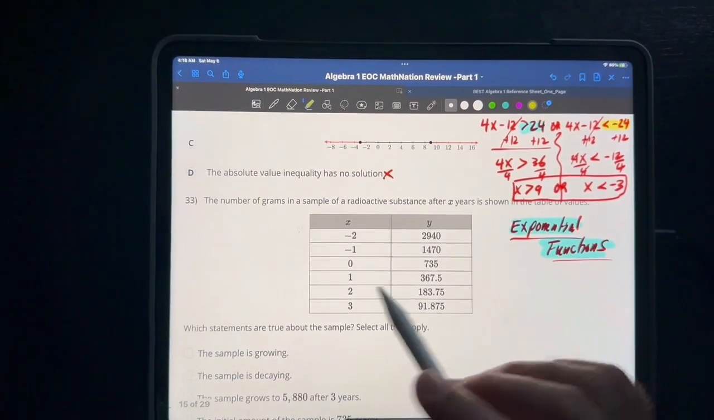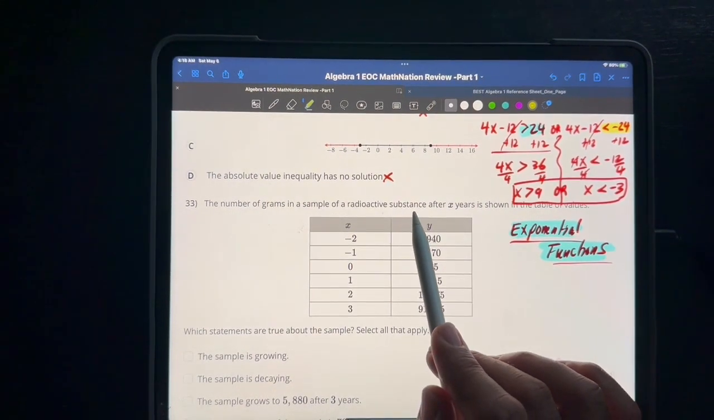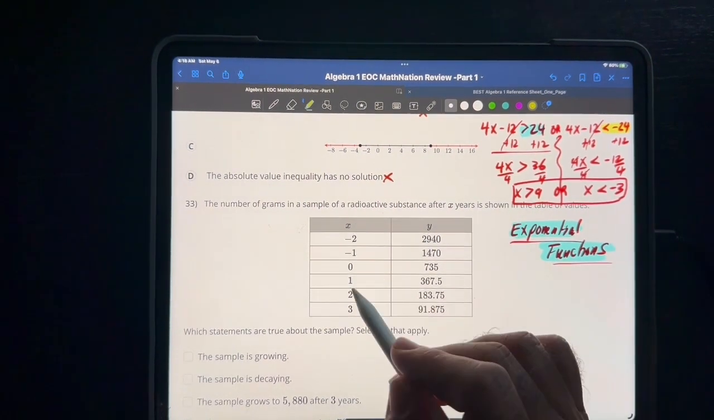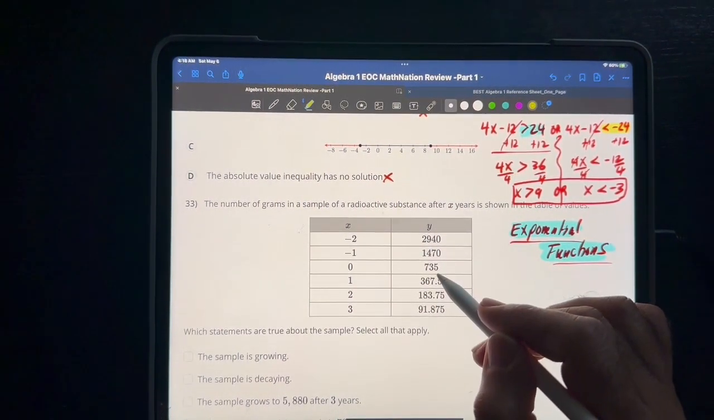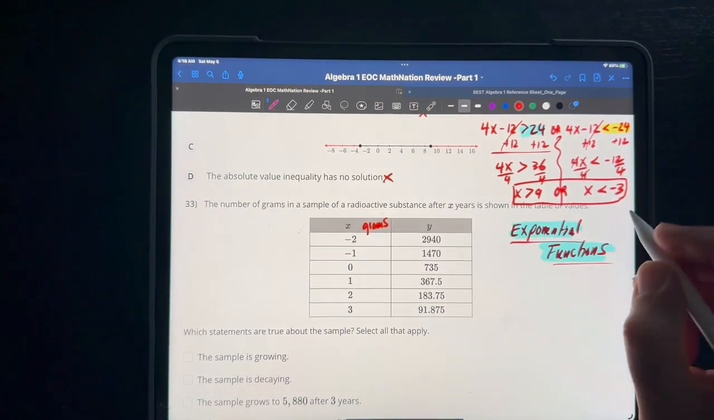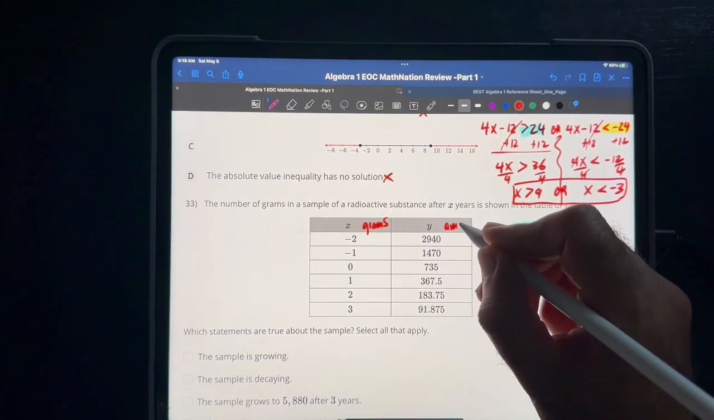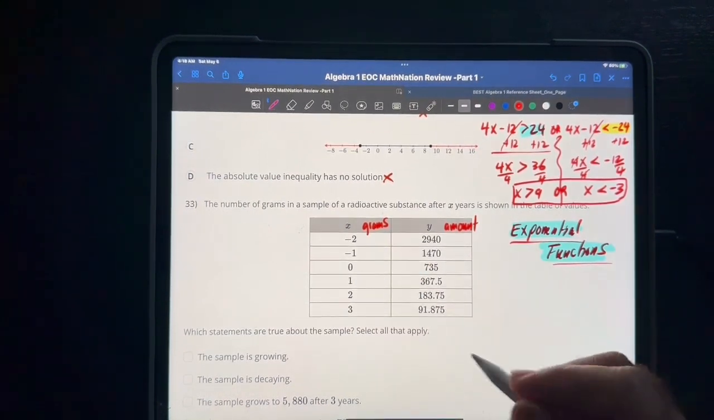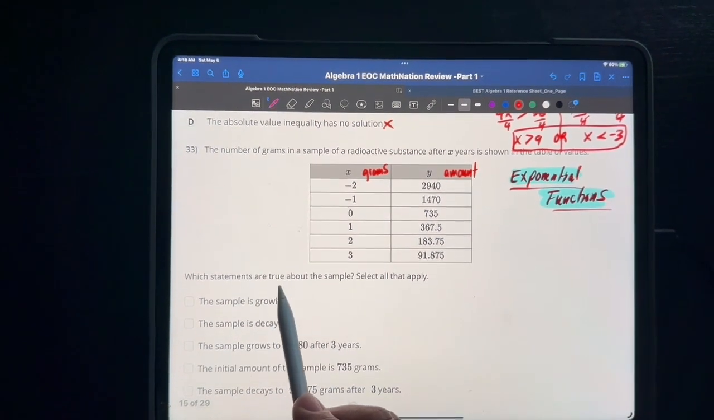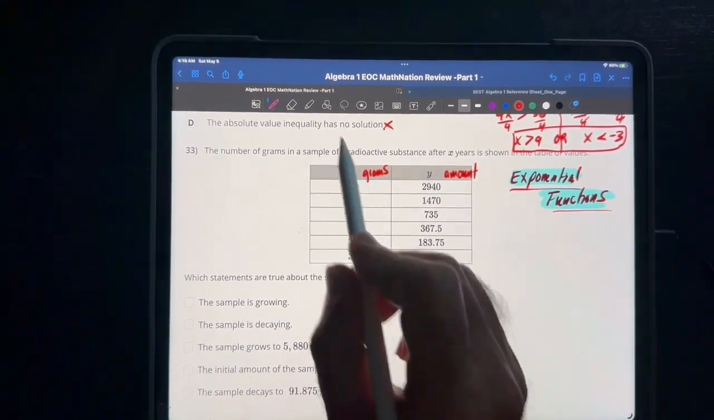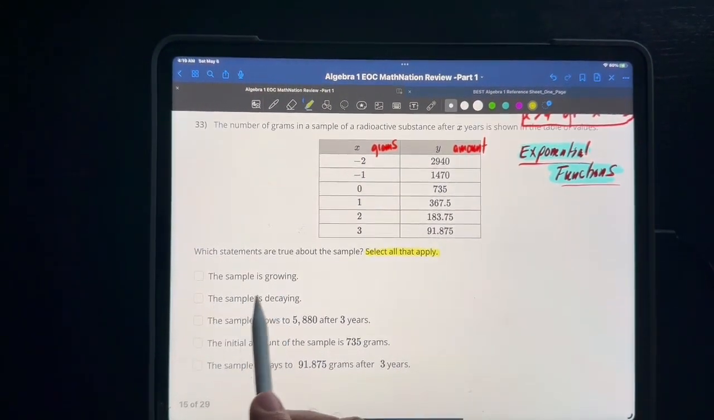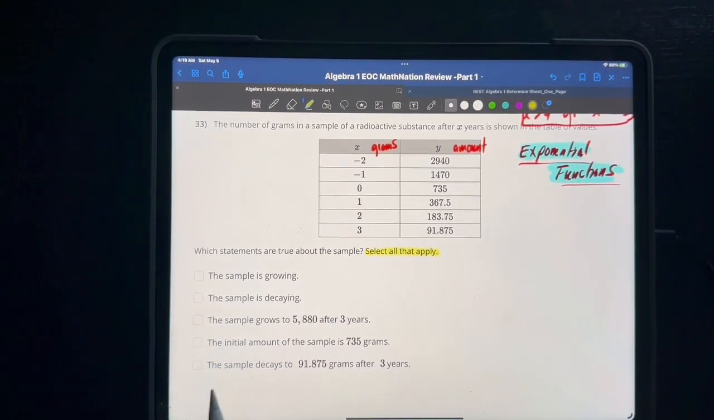The number of grams in a sample of a radioactive substance after X years is shown in a table. So this is the grams, and this is the amount. Let me write it here. Grams. This is the amount after X amount of years. So read the problem, guys, write stuff down, and figure out what's happening. Which statements are true about the sample? Select all that apply. To select all means you have to check each option. There is no lazy bones about this.